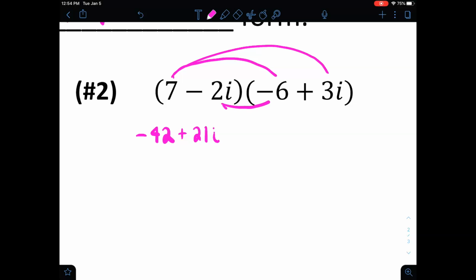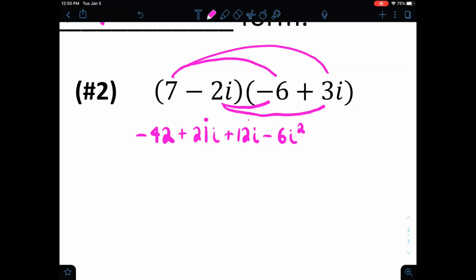Now we're doing the negative 2i to negative 6, the negative 2i into the 3i. So we got negative 2i times negative 6. Negative 2 times negative 6 is positive 12i. And then negative 2i times positive 3i is going to be negative 6. And then we're also going to have i squared. i times i is i squared.